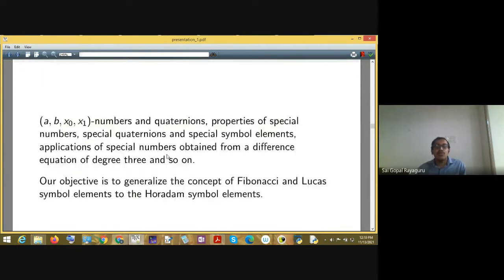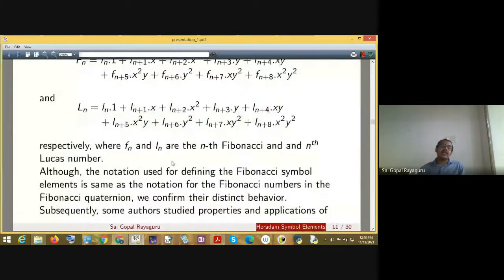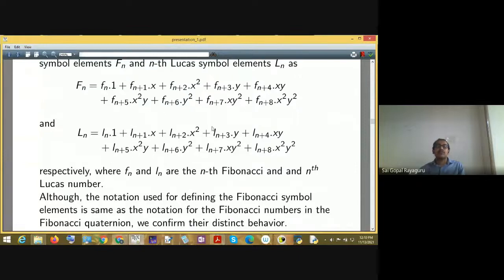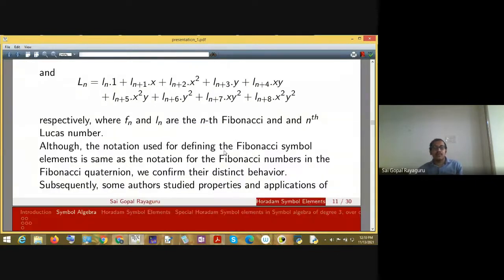So there are several studies again, replacing the Fibonacci and Lucas numbers in the symbol element of degree 2 and degree 3. Further studies have been done and their behaviors have been studied, because for the first time Flaut, Shpakivskyi and the third author studied this degree 3 symbol algebra considering these recurrence terms.